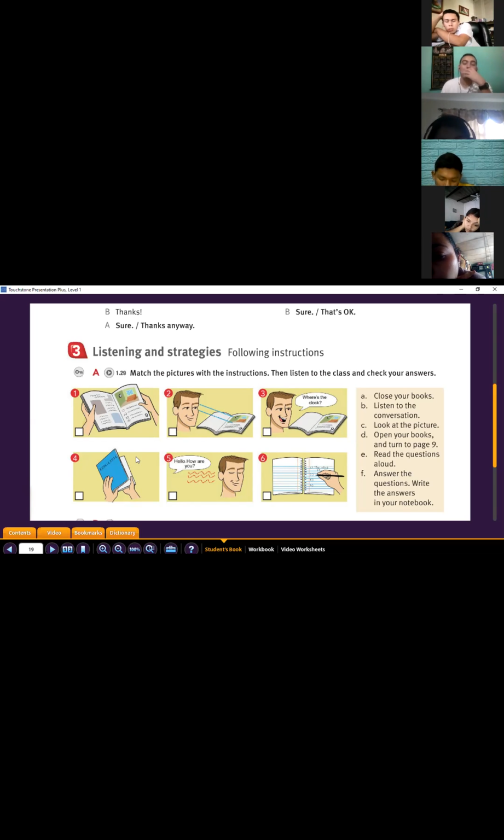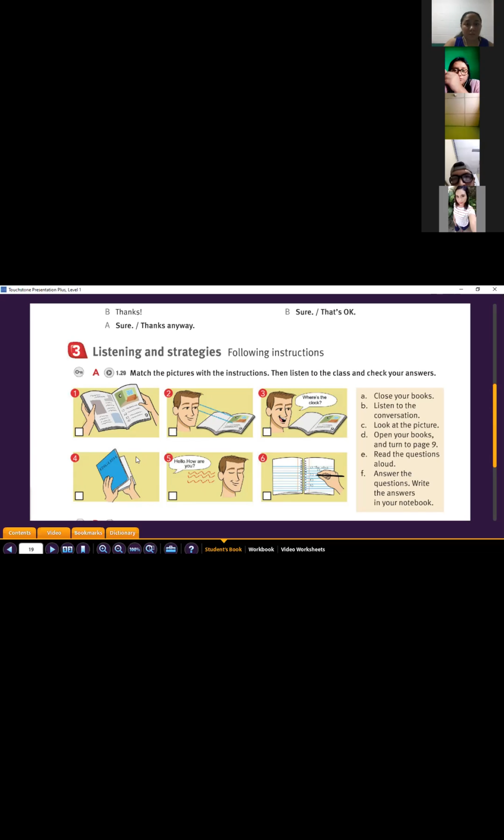Next one. Gabriela, read the questions aloud. Picture number 3, exactly. And the last one, Wendy, answer the questions, write the answers in your notebook. Picture number 6, exactly.